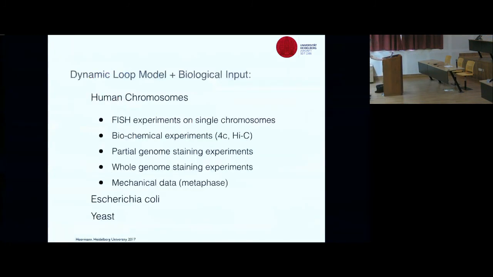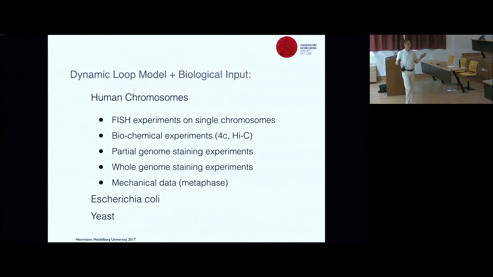So, now, just to wrap up, and I think I'm in time, what we do is we basically bring together physics and biology by inputting into our physical model the necessary biology, or what we think the necessary biology is. And then we can explain a whole range of different experiments. In human chromosomes, we can explain these fluorescent in situ hybridization experiments. We can understand these biochemical experiments with 4C, Hi-C, etc., also the partial genome staining experiments, the whole genome staining experiments.